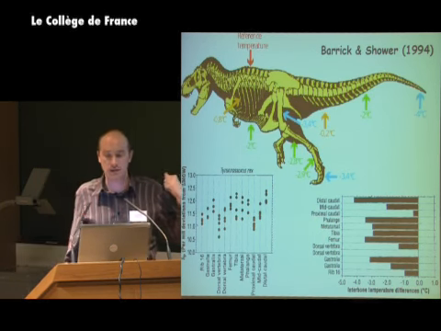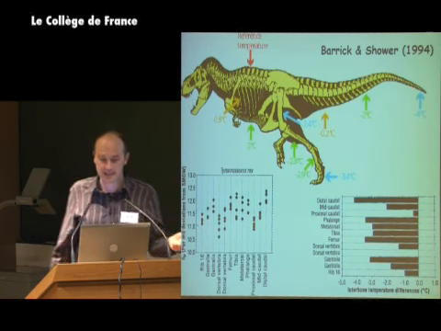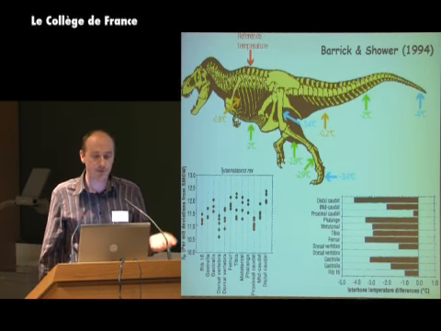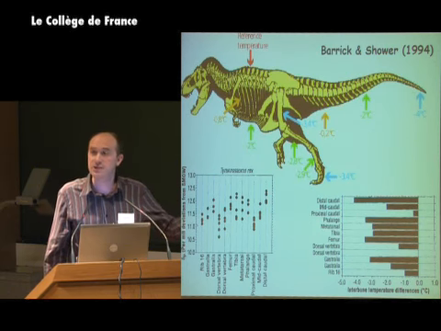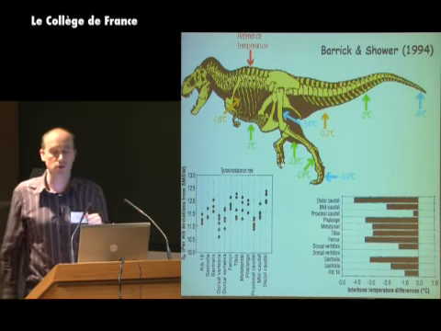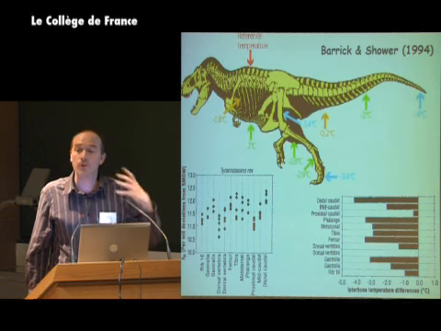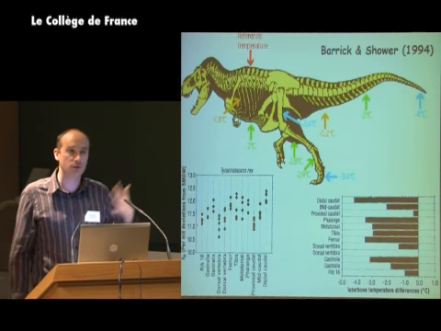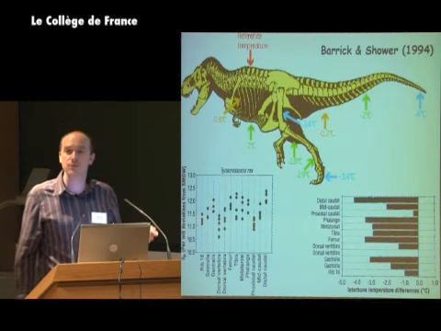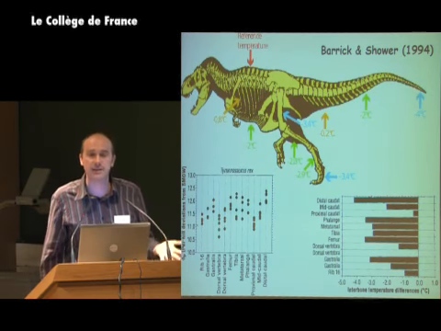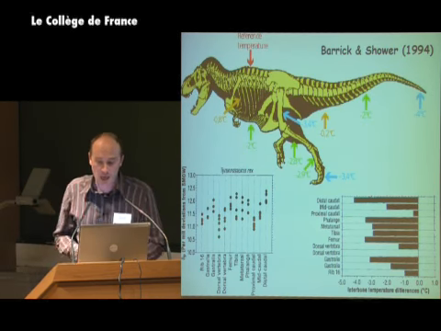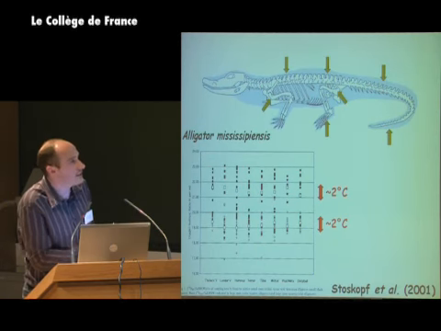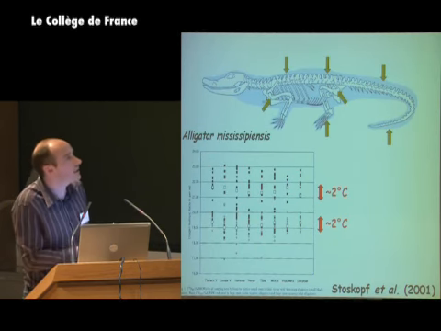However, this result was highly criticized, first from a preservational point of view, because they analyzed oxygen isotopes from bone, which is more sensitive to diagenetic alteration than other more mineralized tissues, such as dentine or enamel. And secondly, also, and this will be illustrated by this work from 2001.